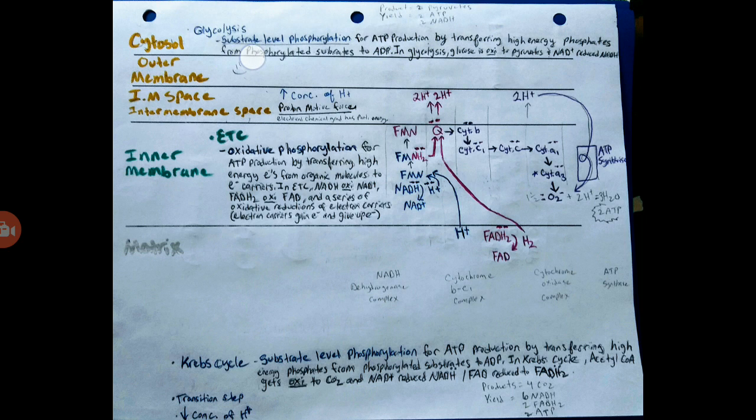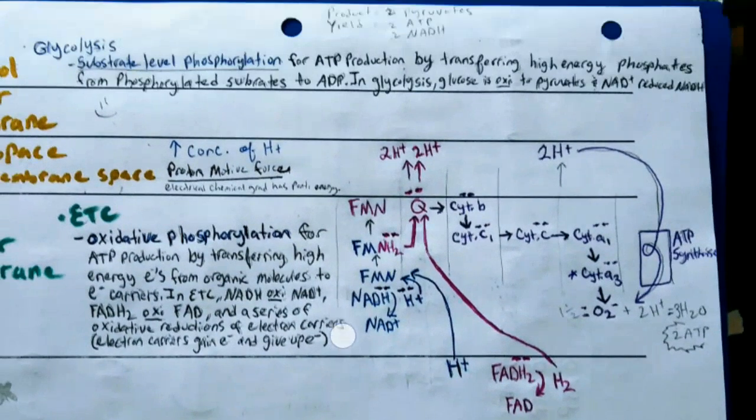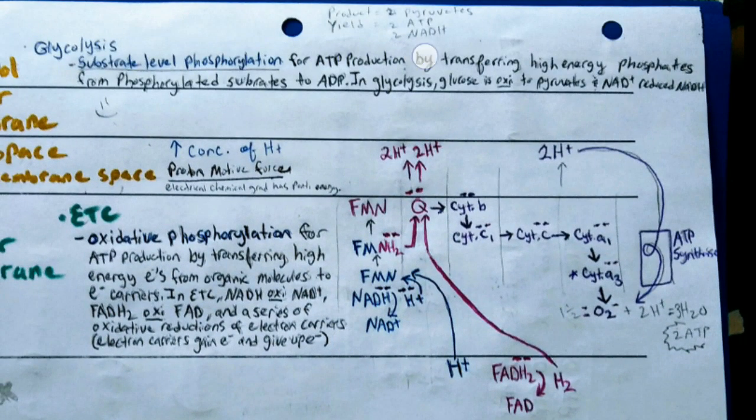So for example, substrate level phosphorylation is ATP production by transferring high energy phosphates from a phosphorylated substrate to ATP, basically meaning ATP production by transferring phosphates from a phosphorylated substrate to ADP. Continuing on with glycolysis, in glycolysis, glucose is oxidized, or loses its electrons, to pyruvate, and NAD plus is reduced, or gains its electrons, to NADH.